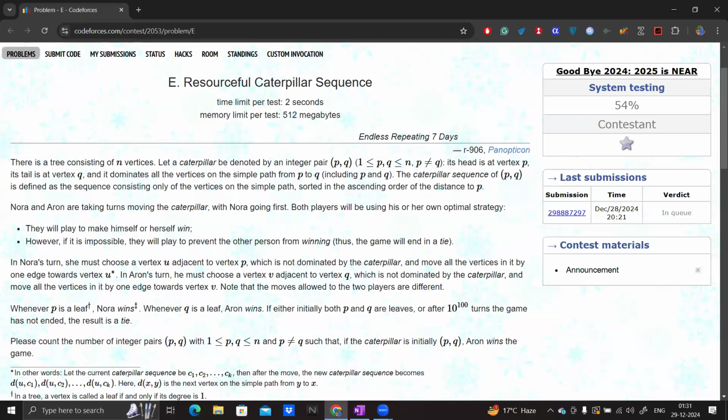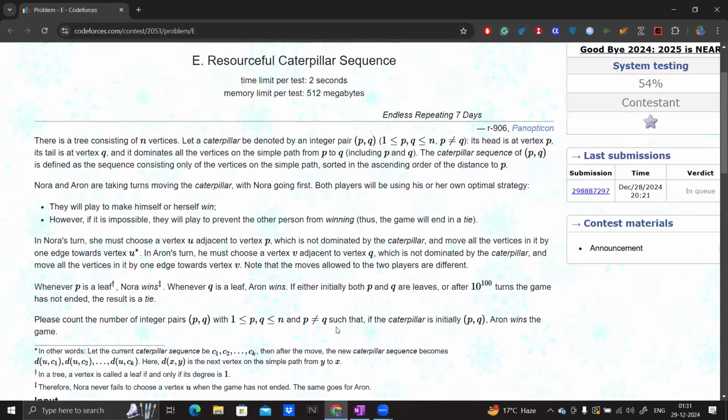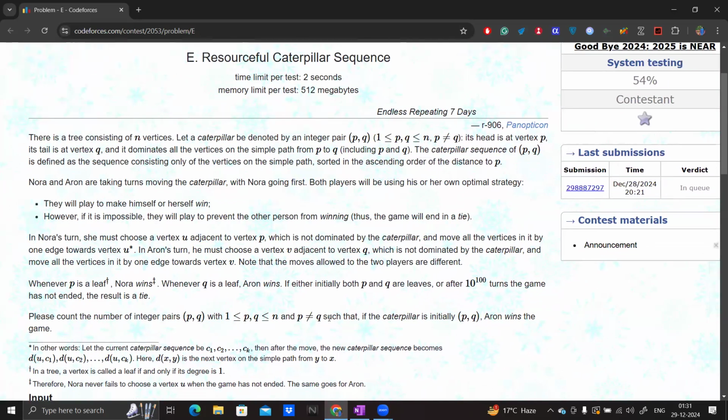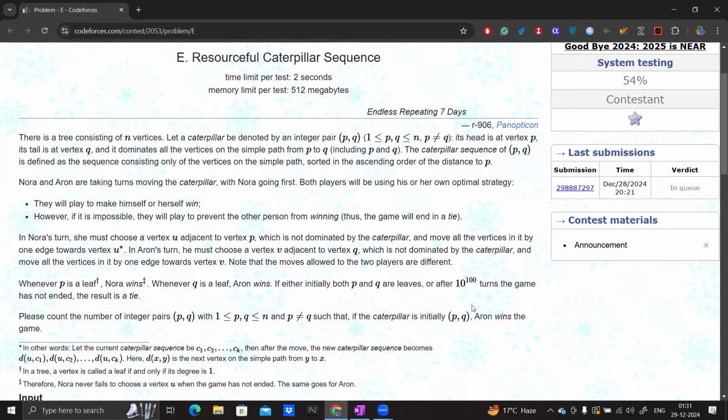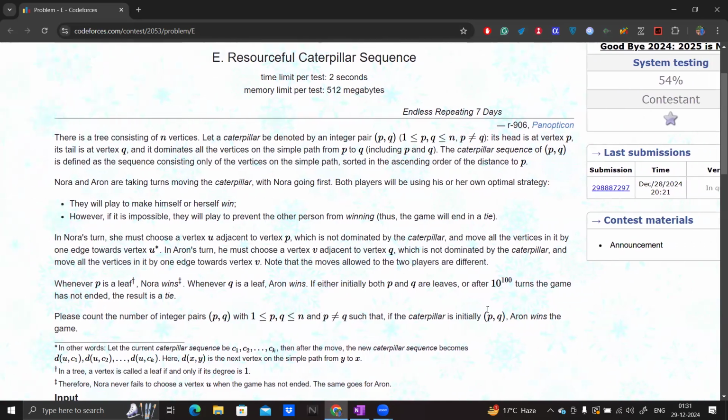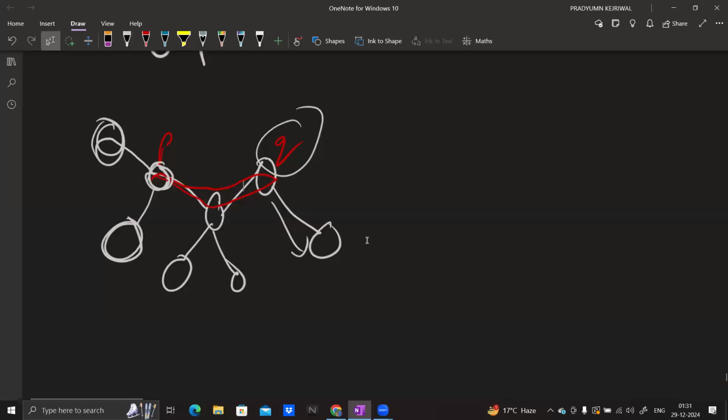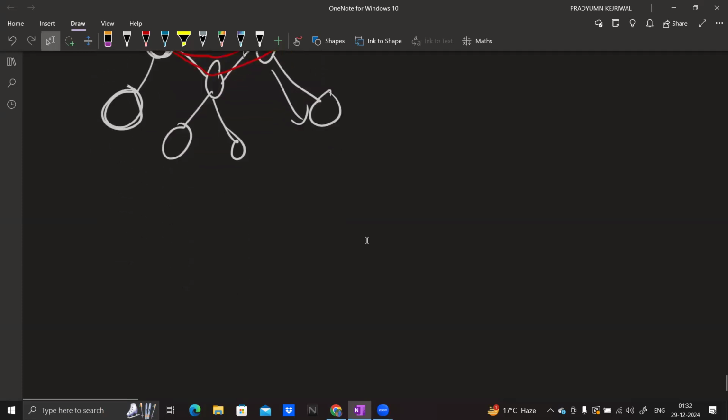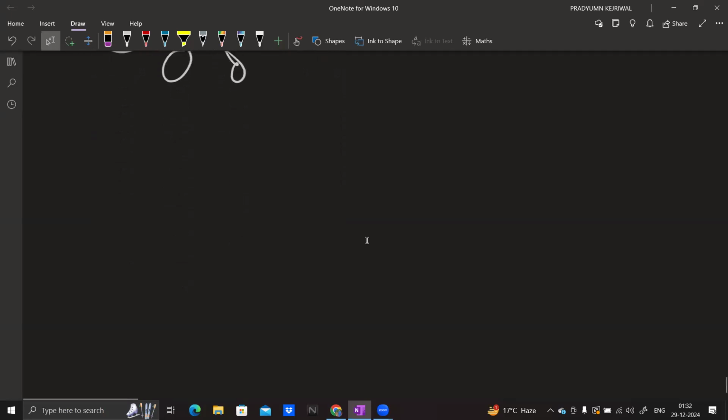Now the problem is, please count the number of integer pairs p and q such that if the caterpillar is initially at (p, q), Aaron wins the game. We don't have to tell who wins. What we have to do is count the number of (p, q) pairs in which Aaron wins. Okay. So I hope the problem is clear.